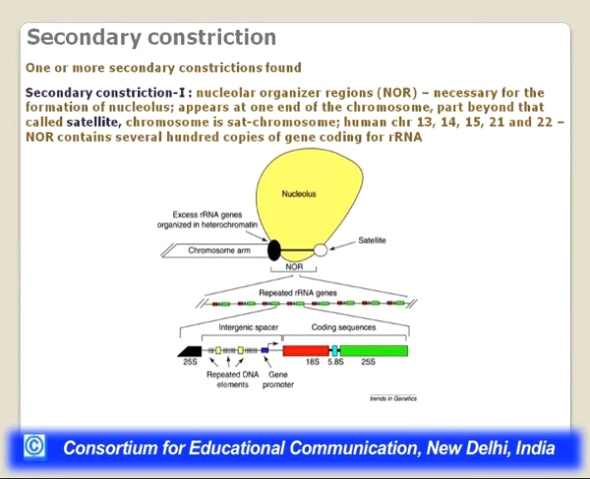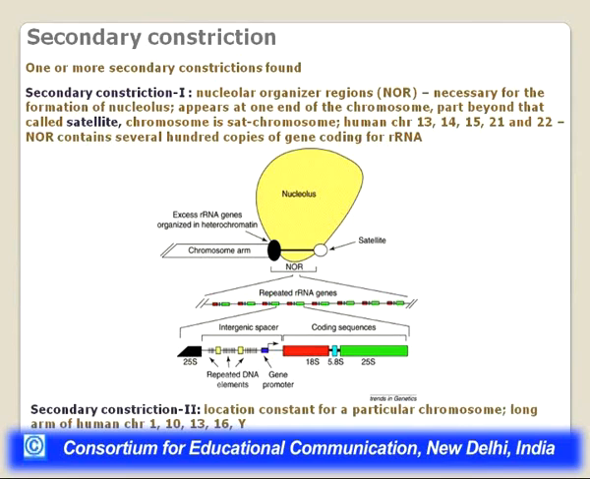The human chromosomes 13, 14, 15, 21 and 22 in NOR contain several hundred copies of genes. So, these SAT chromosomes, human chromosomes 13, 14, 15, 21 and 22, all contain secondary constriction, and these NOR contain several hundred copies of genes coding for ribosomal RNA. So, repeated genes are present which code for the ribosomal RNA and therefore help in the organization of the nucleolus. Sometimes there is another secondary constriction also present, which is termed secondary constriction 2.